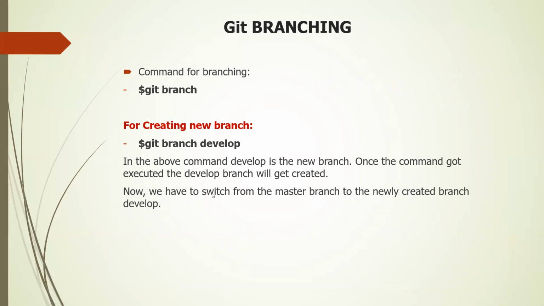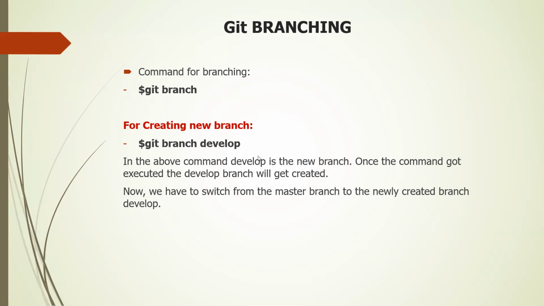Now we will see the basic commands in Git branching. To create a Git branch, we will use the command. We have to type $ git branch. The git branch command will show all the branches currently available in a particular folder or repository, and it will show what the active branch is. For creating a new branch, we have to give git branch develop.